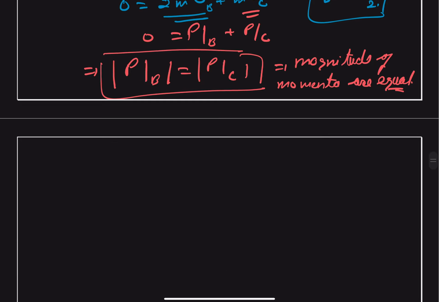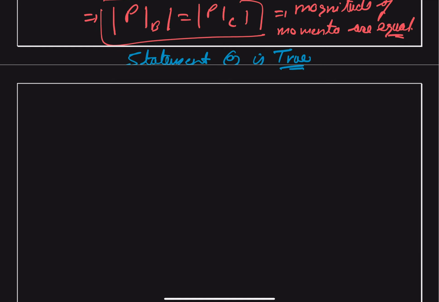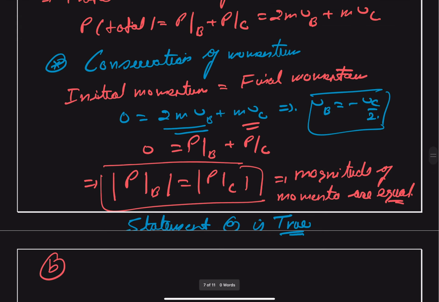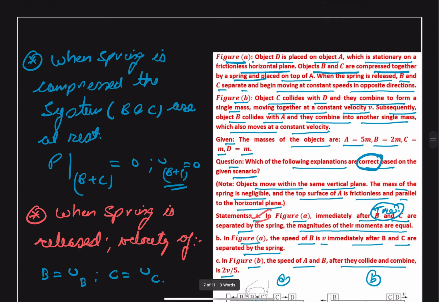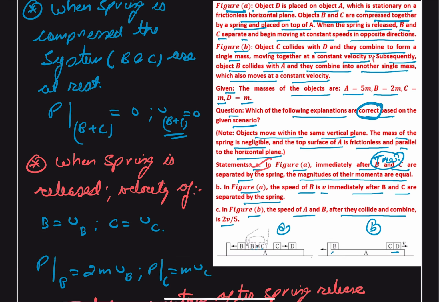So we can say statement A is true. Now we come to statement B. It's given that after separation, C and D will collide and move with a velocity v. Because it is given they combine and move with the velocity of v.